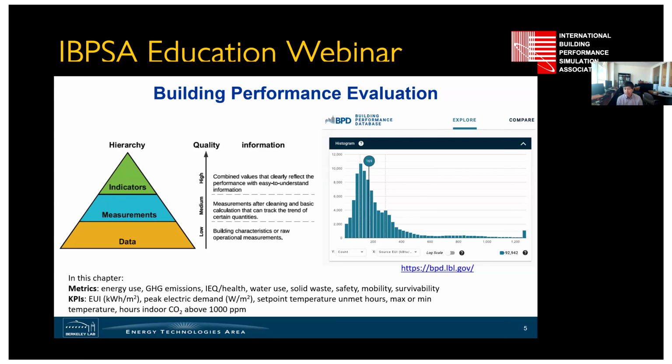They give you an idea at a very high level, using a metric we sometimes call EUI, energy use intensity. Basically, it's kilowatt-hours per square meter for the whole year.